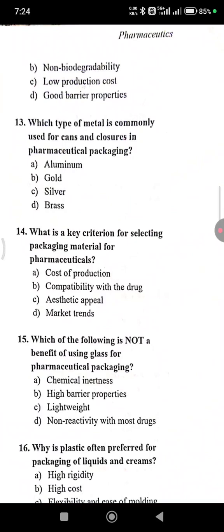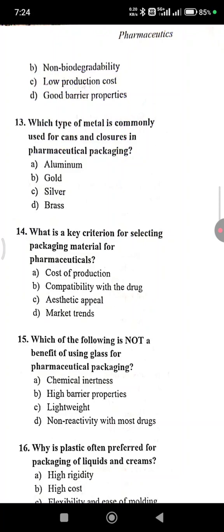Which type of metal is commonly used for cans and closures in pharmaceutical packaging? That is aluminum. Question number 14. What is a key criterion for selecting packaging material for pharmaceuticals? That is option B, compatibility with the drug.